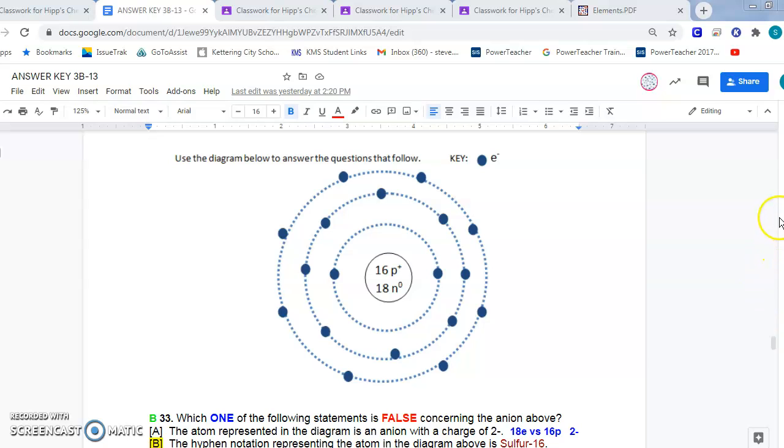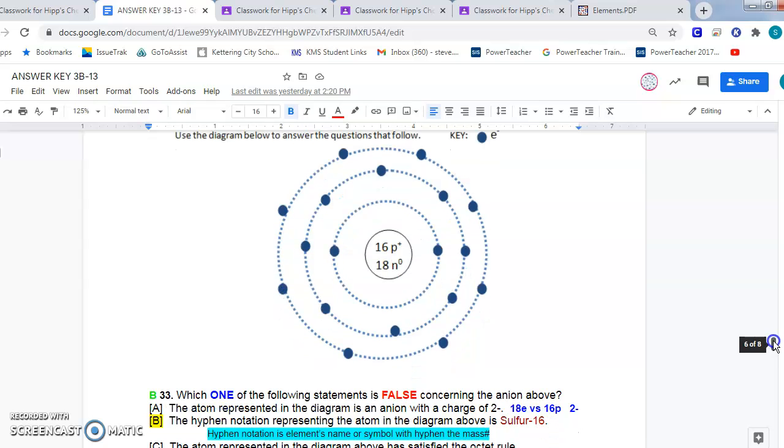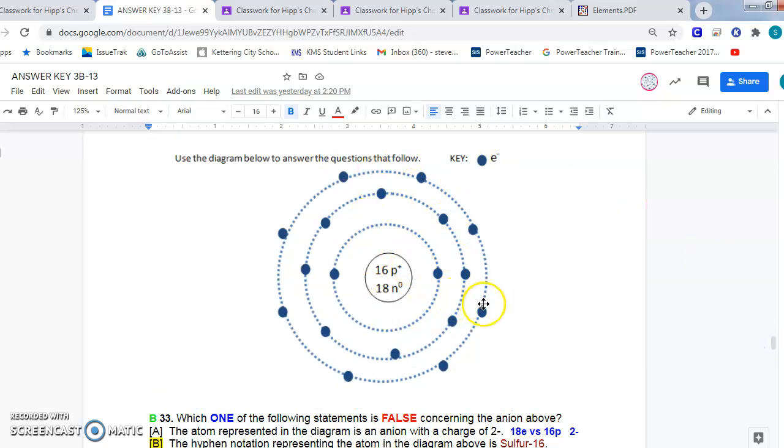Welcome to our help video, and this video will begin on page 6 of the test. This is page 6, and we pick up with question 33 dealing with our diagram right here.